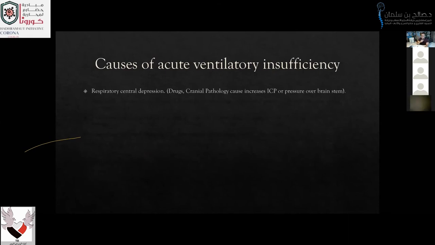Causes of acute ventilatory insufficiency: respiratory center depression due to drugs, sedatives, benzodiazepine derivatives, antidepressants, and so on. Cranial pathology causes increased intracranial pressure, as we spoke at the beginning of the physiology, or pressure over the brainstem. Peripheral neuromuscular diseases like Guillain-Barré syndrome, myasthenia gravis, or cervical and thoracic spinal cord pathology.